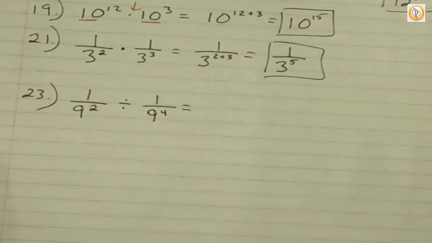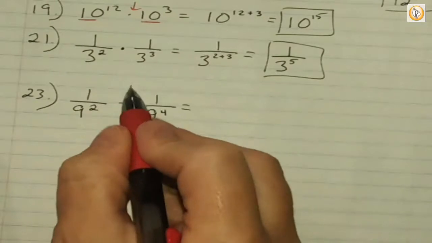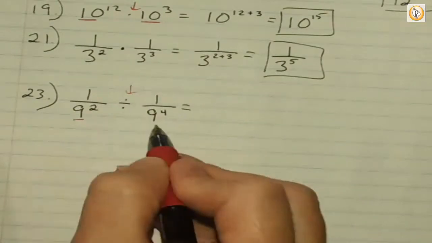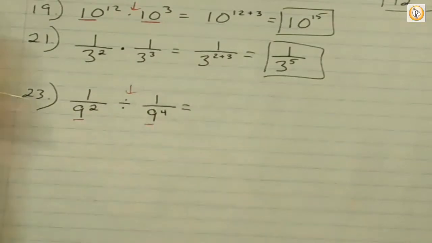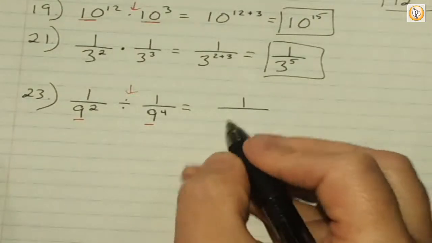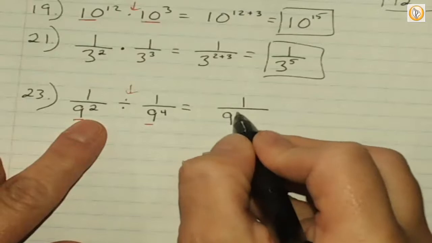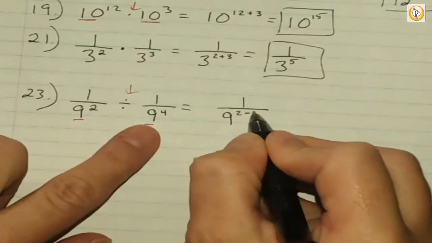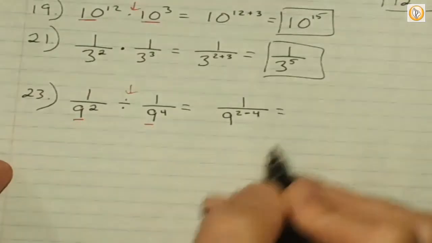What are we subtracting? Why? Because you're dividing. Because we're dividing and the bases are the same. That's right, so she's correct, we're subtracting. They stay under the 1 for right now. So I have 9 to the power 2 minus 4. And what do you get?